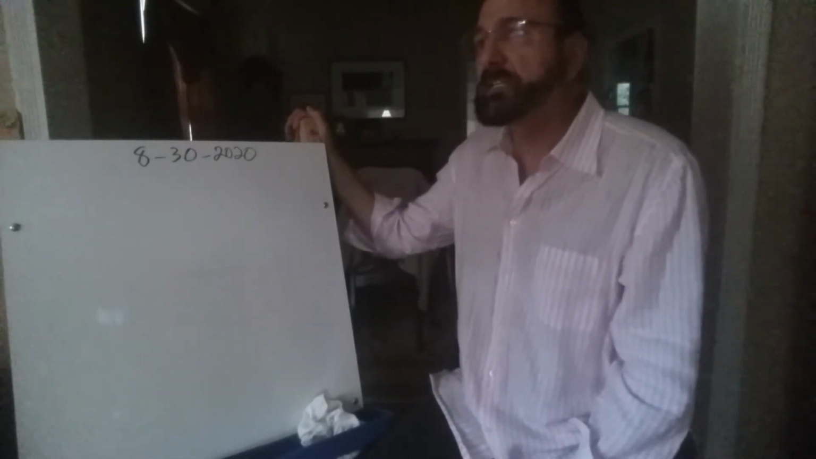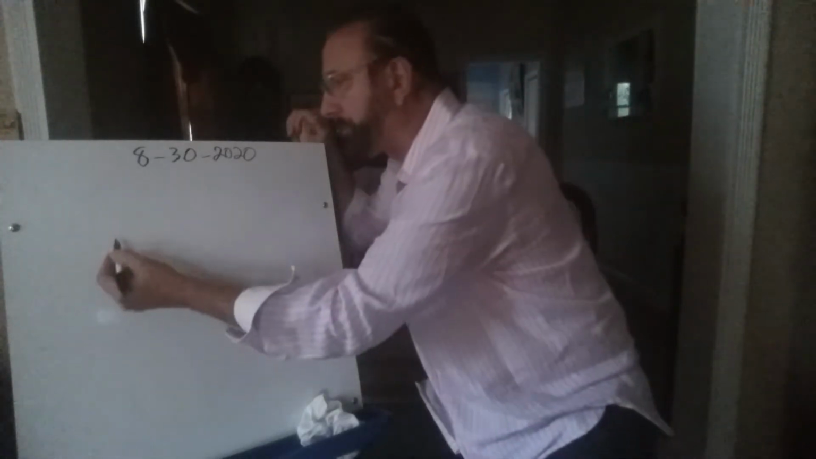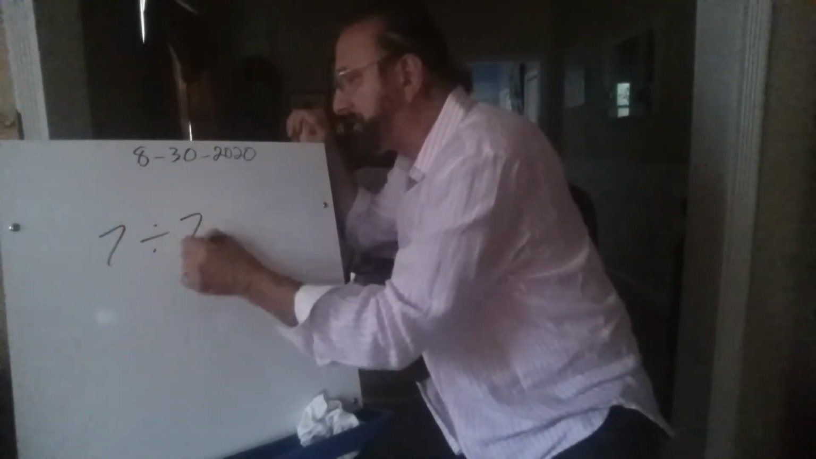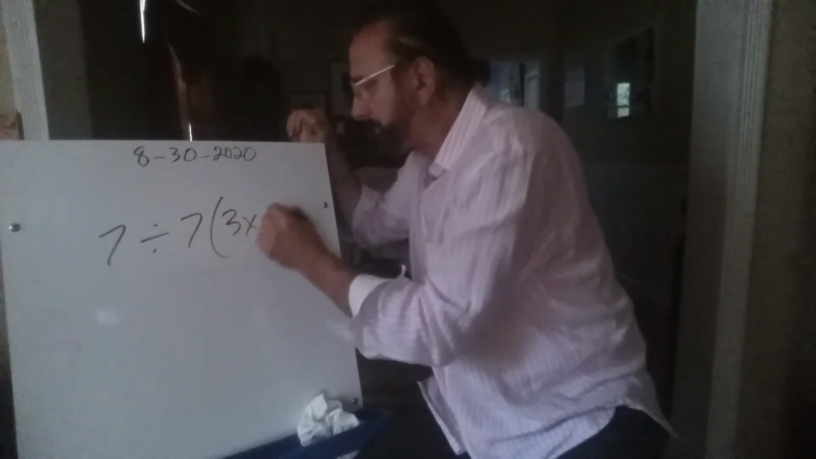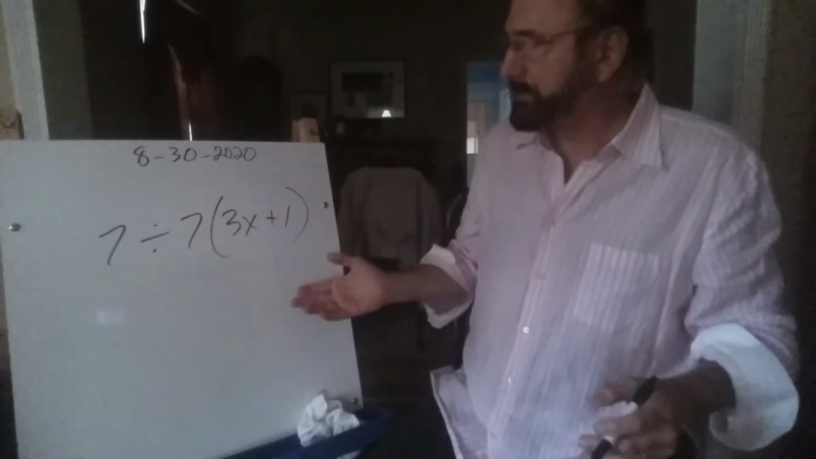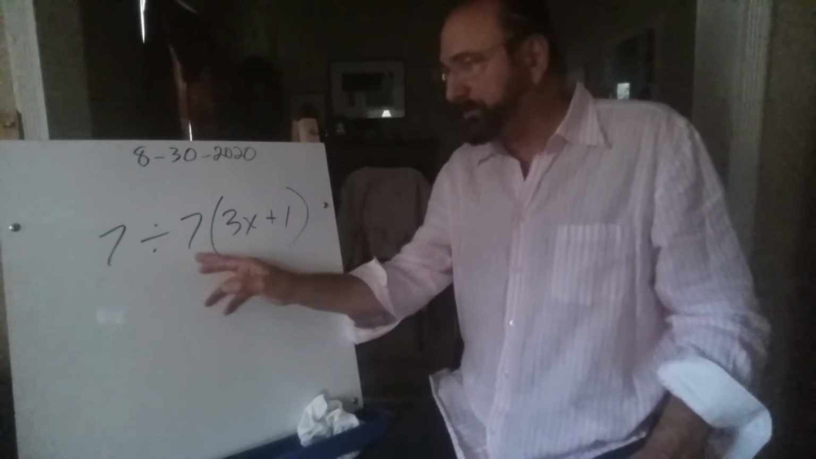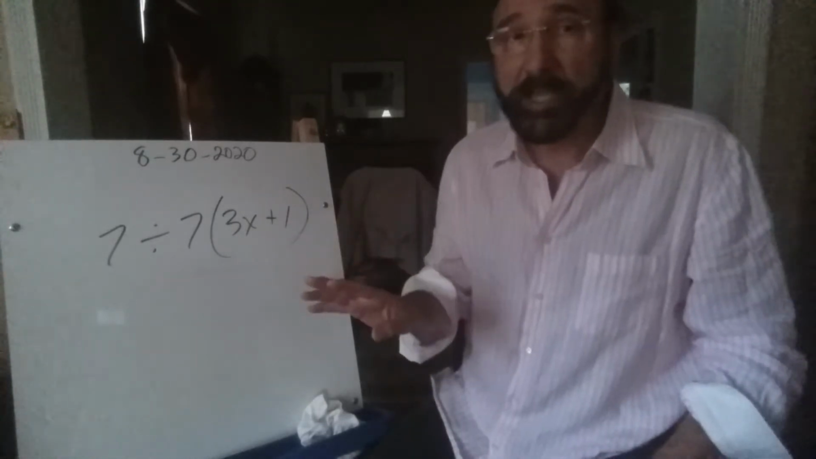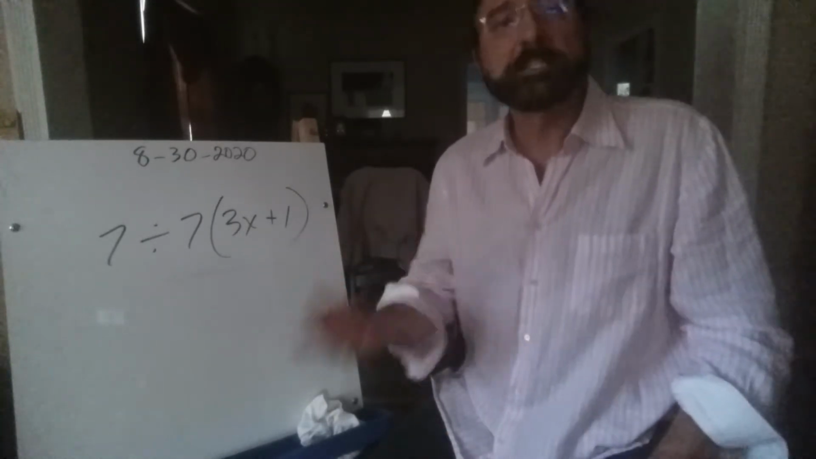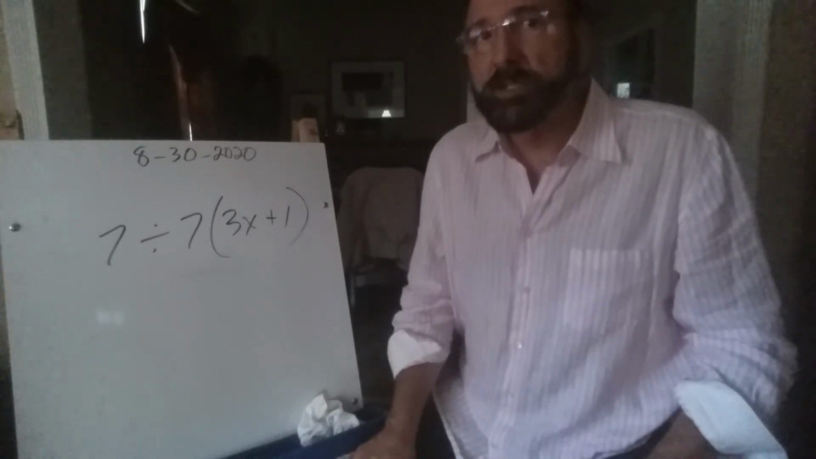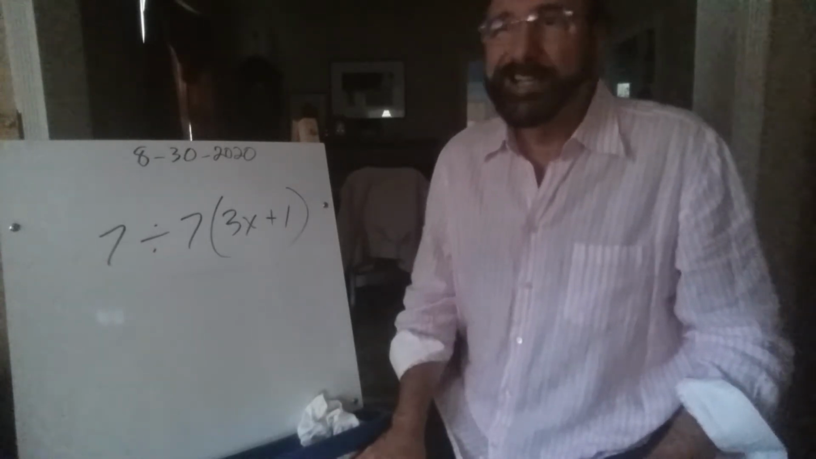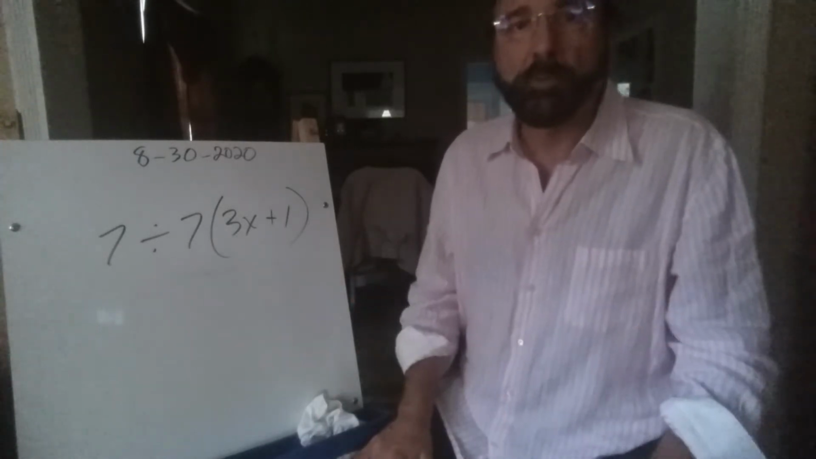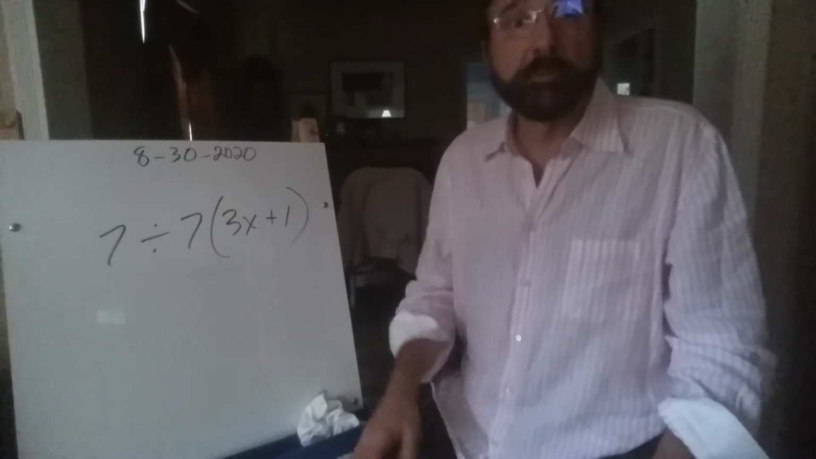Okay, next one. Let's see. Say you had 7 divided by 7, times 3x plus 1. Say you had something like this. Well, don't multiply this times this, like PEMDAS tells us. You don't necessarily have to do the multiplication first. And I asked you that question last quiz, and I got some people that were close, some people that really nailed it.